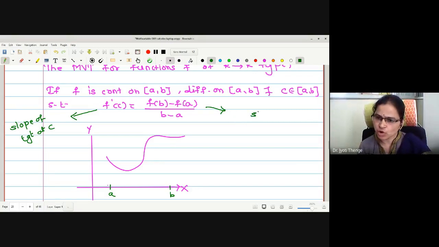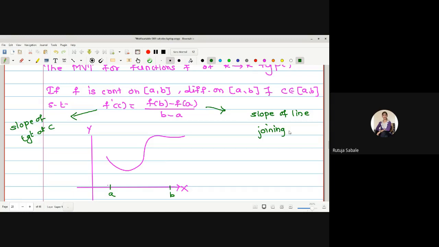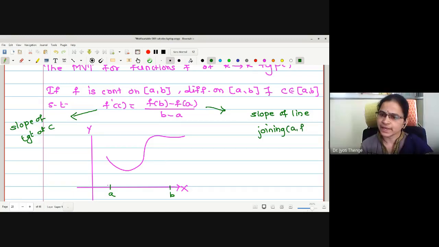May I say this is the slope of a line joining two points. Which two points? A and B. A, f of A in two-dimensional space we are writing now, and B, f of B. Correct na? Where both the slopes are the same. And whenever the slopes of two different lines are the same, what kind of nature are the lines going to possess?